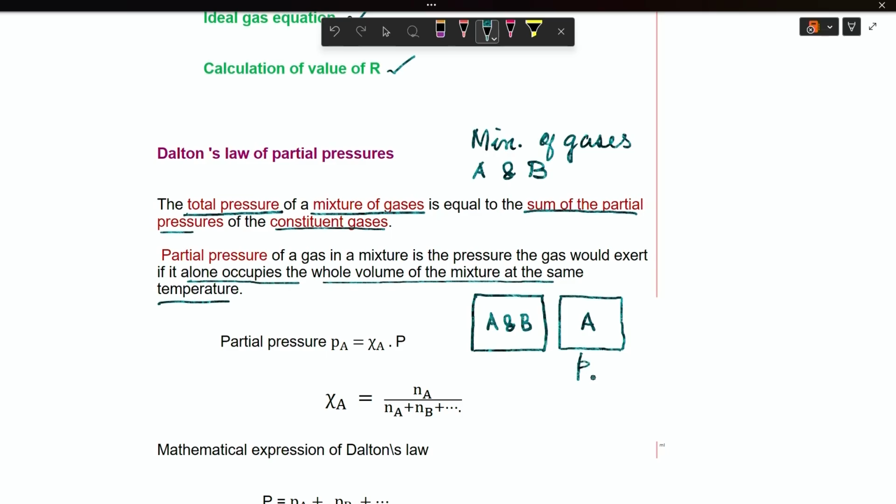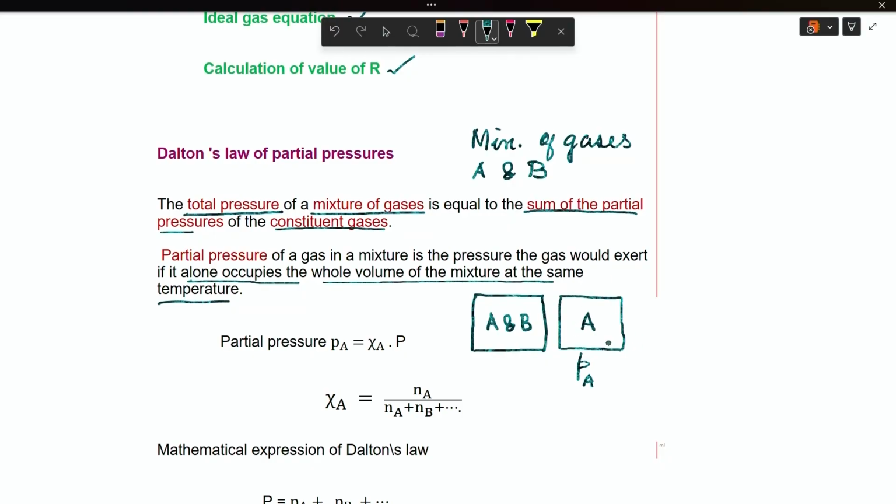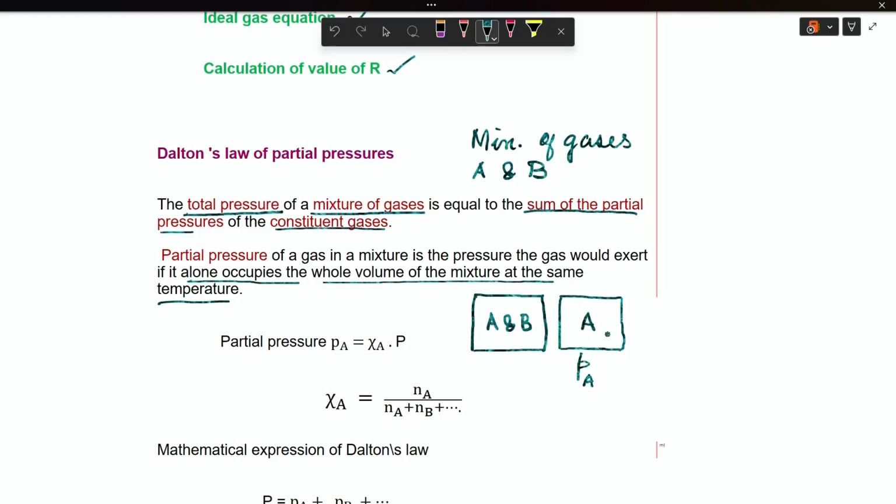It is denoted by small letter p with a suffix A to show that it is a partial pressure of A. In a similar manner, if I keep B alone in this volume, what would be the pressure of the gas B in that case? That is known as partial pressure of B. So, I think it is clear, that is, if the gas alone occupies the whole volume and the temperature also should be the same, the pressure exerted by that single gas in that whole volume is known as the partial pressure.